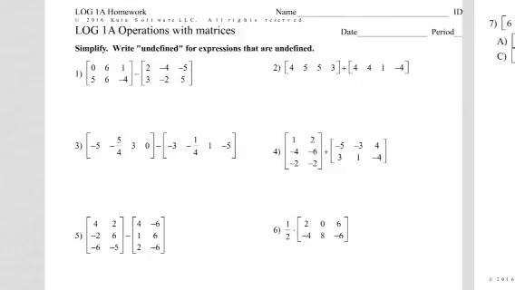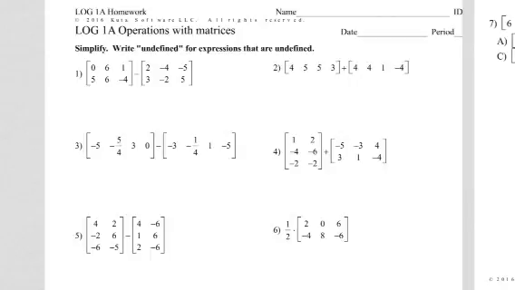Alright, number 2 is pretty straightforward because we're just adding. So 4 plus 4 is 8. 5 plus 4 is 9. 5 plus 1 is 6. And 3 plus negative 4 is negative 1. Make sure you're using your calculator if you're unsure about the addition and subtraction.